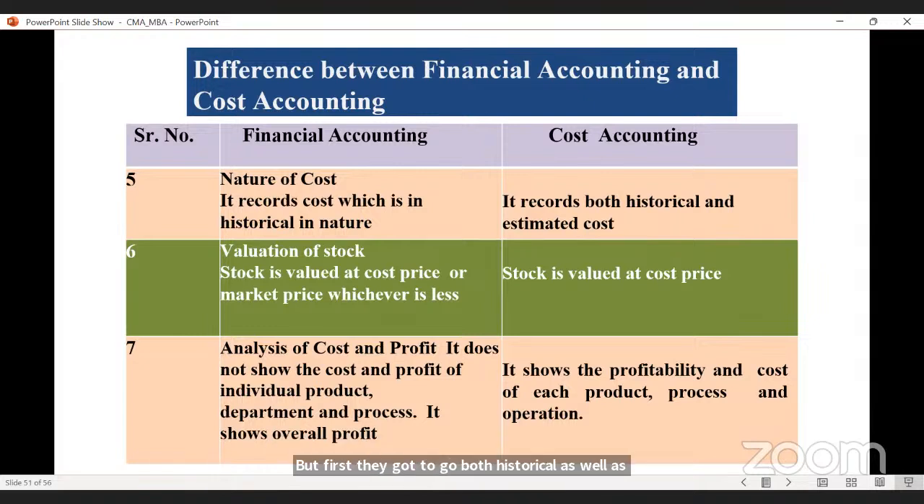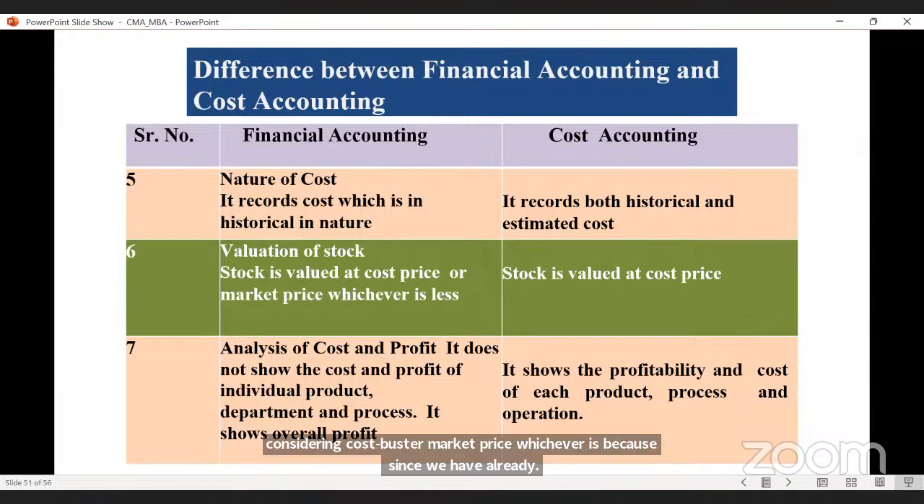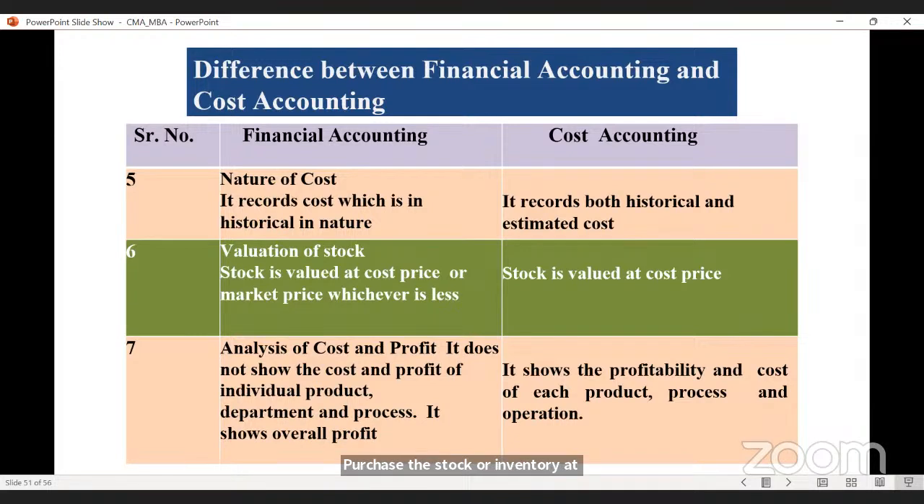Again, valuation of cost. On the basis of financial accounting, stock is valued at cost price or market price, whichever is lower. But on the basis of cost accounting, stock is valued always at cost price. We are not considering cost price or market price, whichever is lower, because since we have already purchased the stock or inventory, at what cost we have already incurred, on the basis of that cost we have to record in cost accounting.